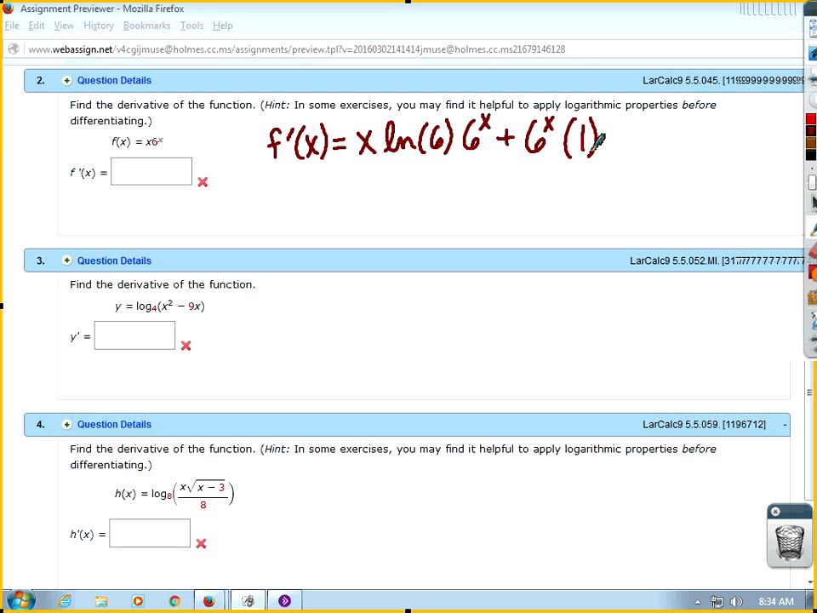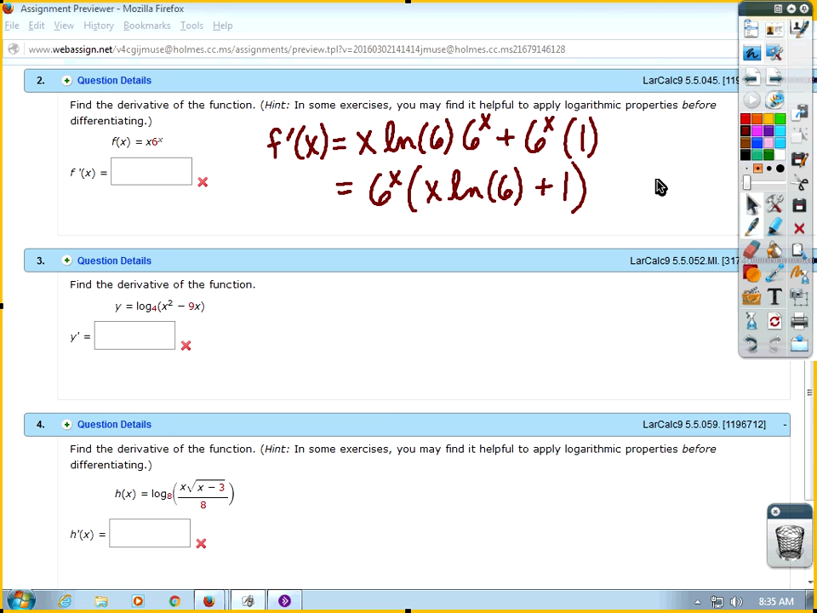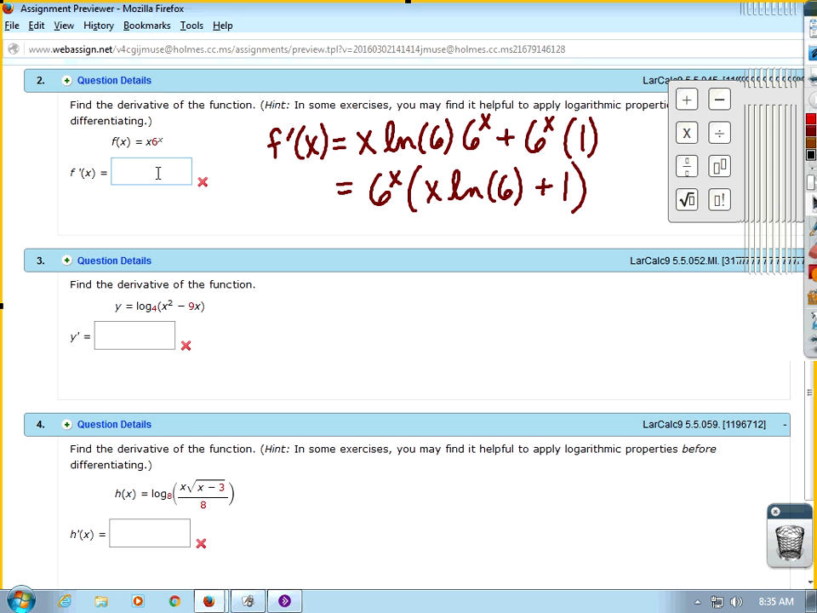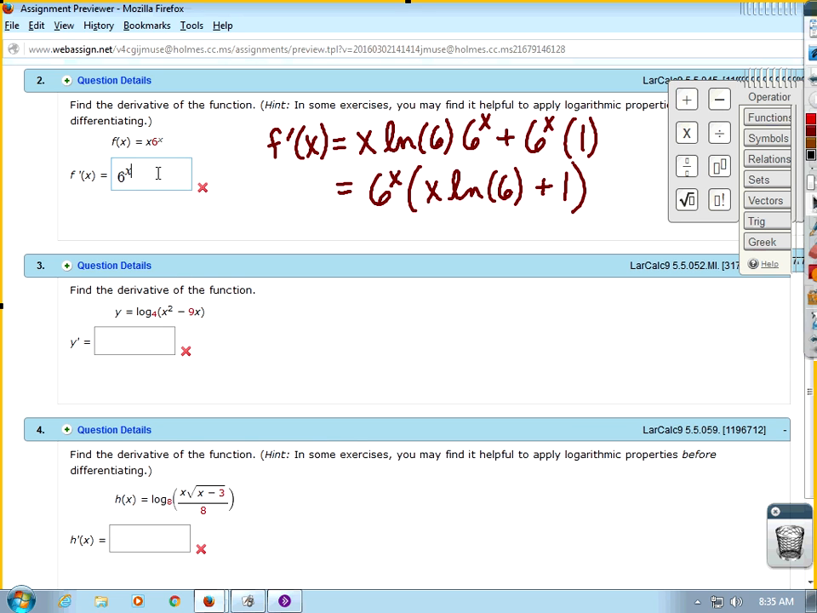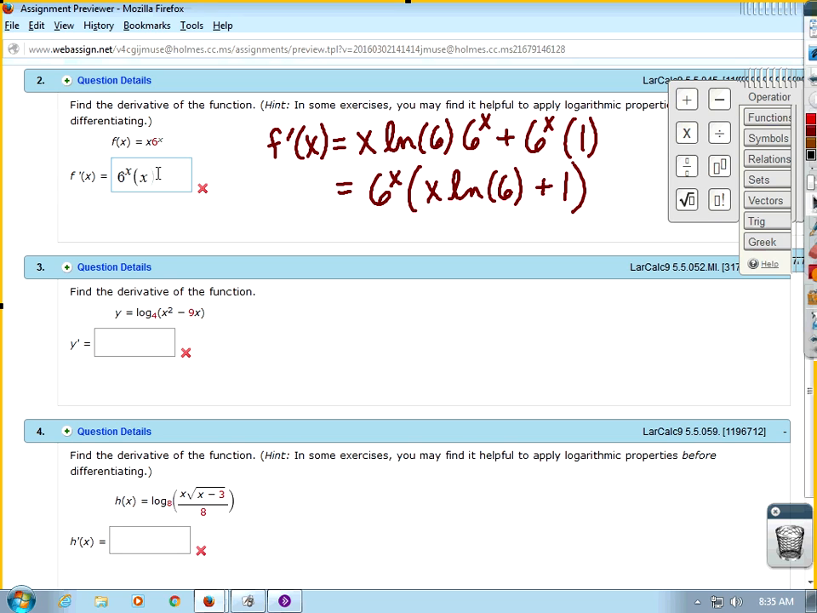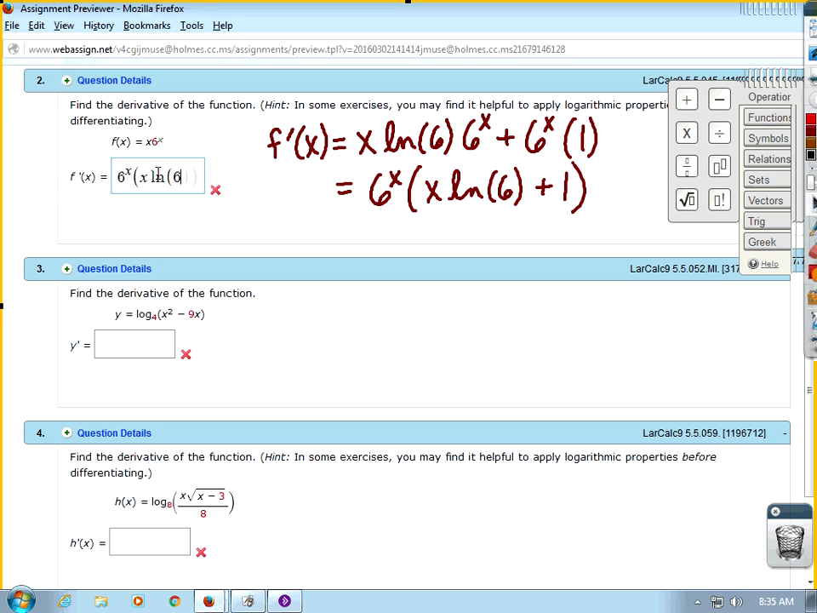Okay, you could take away the 1, of course. You could leave it like that, or you could factor out your 6 to the x, and that would leave you with x natural log of 6 plus 1. All right, and that's probably how you would see it on a multiple choice test, as opposed to if you're just writing your answers out. And of course, WebAssign will take it however you want to put it in there, as long as it's mathematically correct. You have to watch with all these parentheses. Make sure that for every open parentheses, you have a closed parentheses.